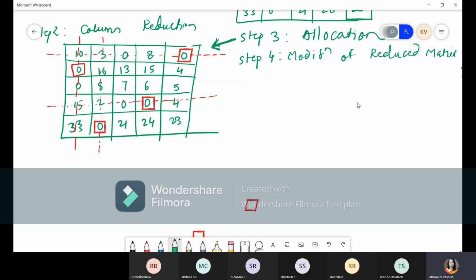What we need to do, whichever uncross elements are there, this and this, they are all uncross elements. So in this, which is the least element, lowest element? 4 is the least element, right? So now we have to take this lowest element 4, and what we have to do? We have to subtract this lowest element from the remaining uncrossed elements, right? So we'll subtract this 4 from all the uncrossed elements.